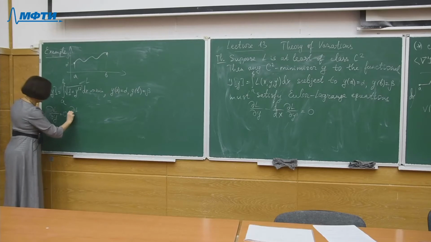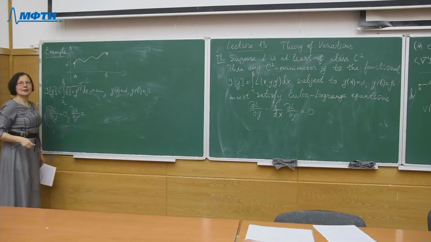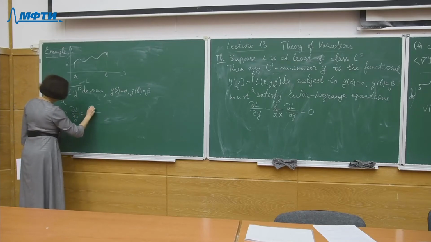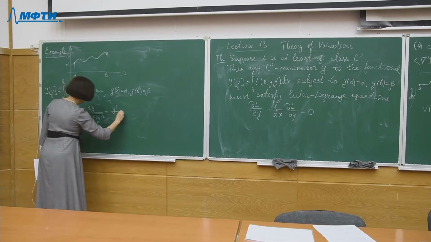No. It depends on y prime, and so it is 0. It is a partial derivative. Not a total derivative, but a partial derivative. What is dL over dy prime? So we must differentiate this function with respect to y prime. Okay, so 2y prime over 2 root 1 plus y prime squared. Y prime over root 1 plus y prime squared.